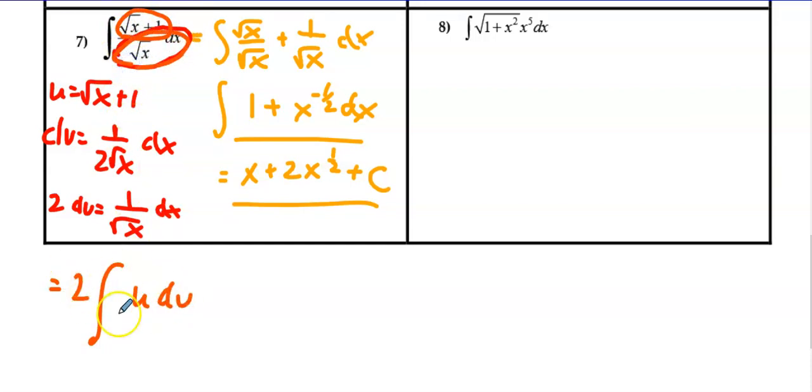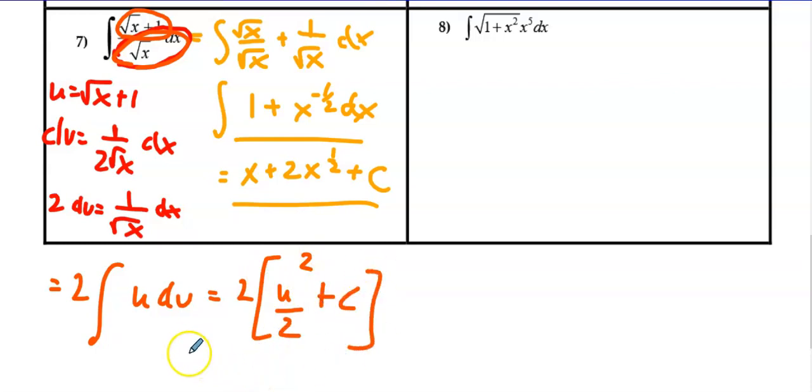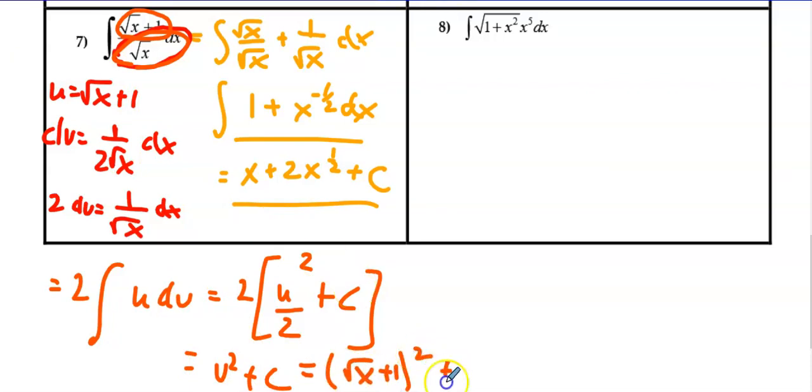And so now this is actually much easier to integrate, but it's up to your choice of what you want to do with the problem. But this is what you would end up having to do here. And so we're going to go ahead and integrate this. We're going to get u squared over 2, and then we're going to do a plus c. So I'm going to get that this is going to be u squared plus c, which then gives you, by substitution back in, the square root of x plus 1 squared plus c. Okay?